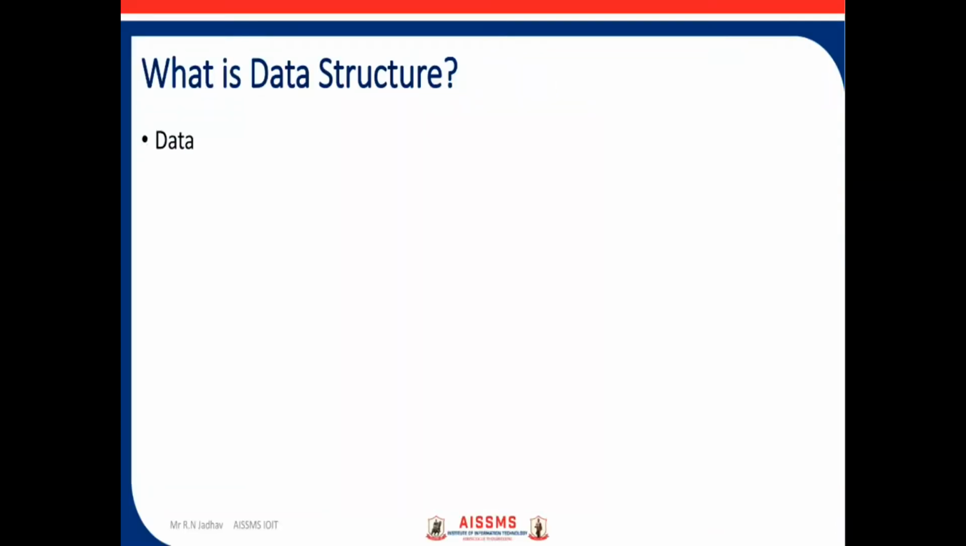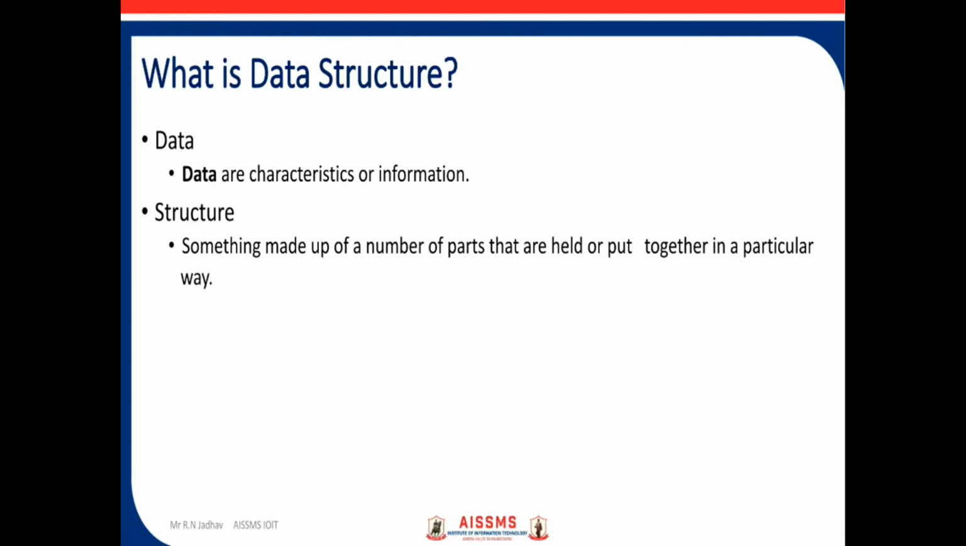If we go by dictionary definition, data is nothing but information and structure is something that is made up of a number of parts that are held or put together in a particular way. If we take the example, it can be a structure of a building.